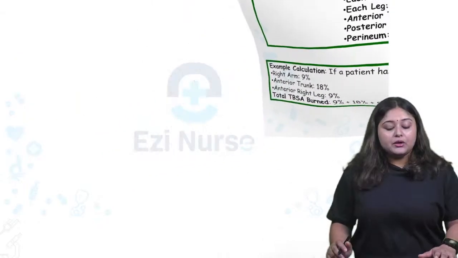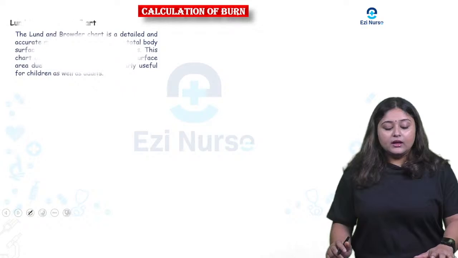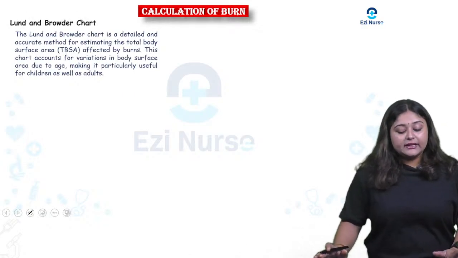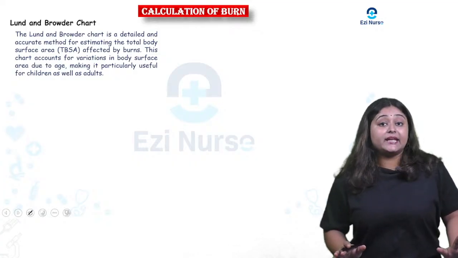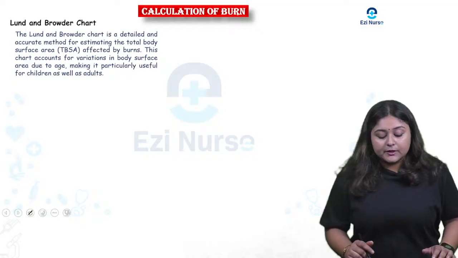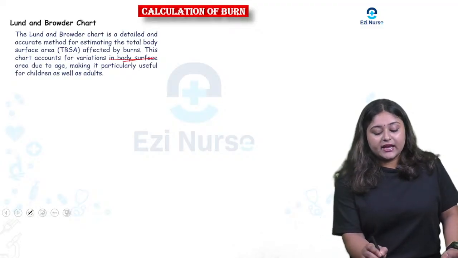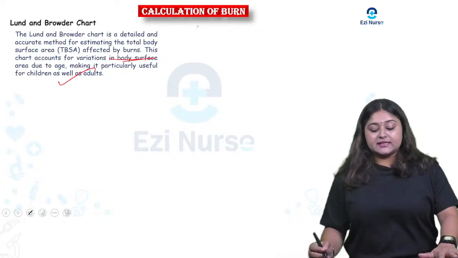Okay, so now come to the next method for the calculation, that is the Lund and Browder chart. So what is the Lund and Browder chart? It's a detailed and accurate method for establishing the total body surface area which is affected by the burns. So this chart accounts for variations in body surface area due to age, making it particularly useful for children as well as adults.